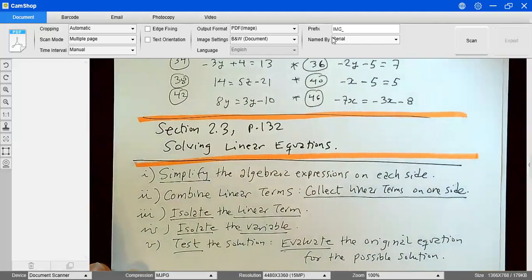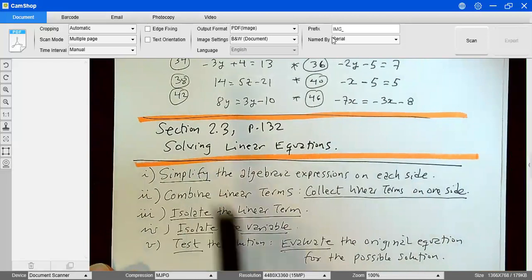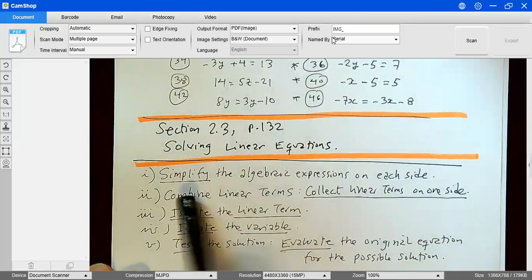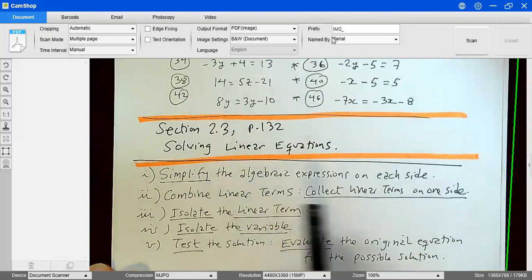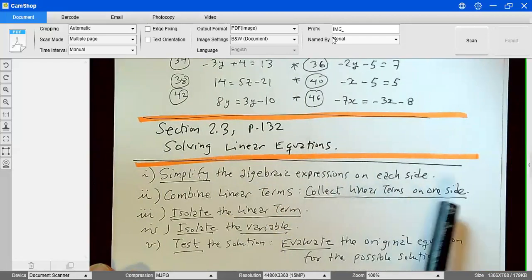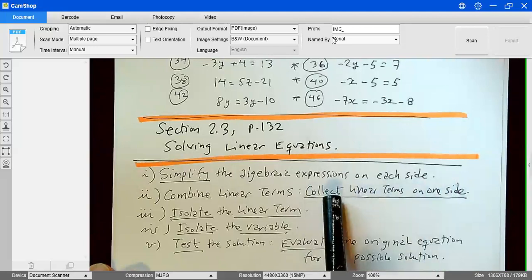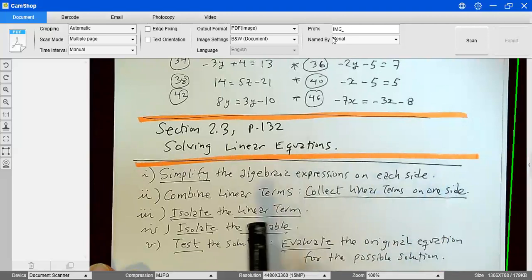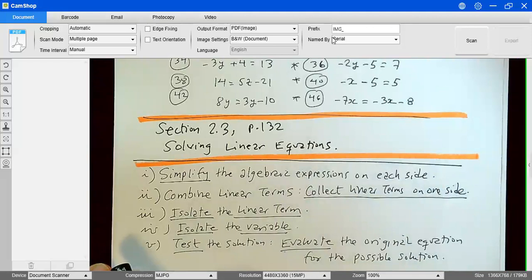Solving linear equations, we're going to start by simplifying the algebraic expressions on each side. This is similar to the first step in your green box. Simplify is the key component here. Then we're going to combine linear terms. We're going to focus on the linear terms first, collecting all the linear terms on one side. That's our second step. Then we're going to isolate the linear term by using the addition property. Remember, we're going to isolate the variable by using the multiplication property, and then we're going to test the solution.